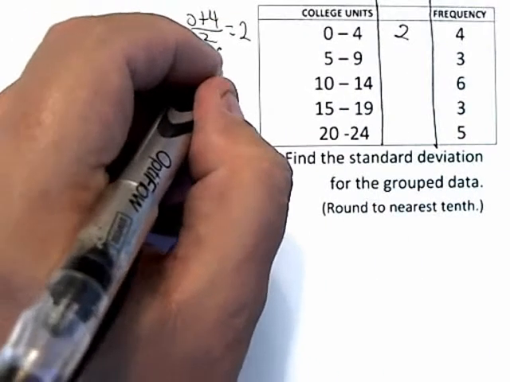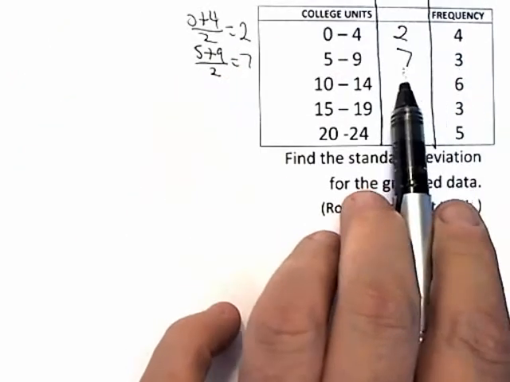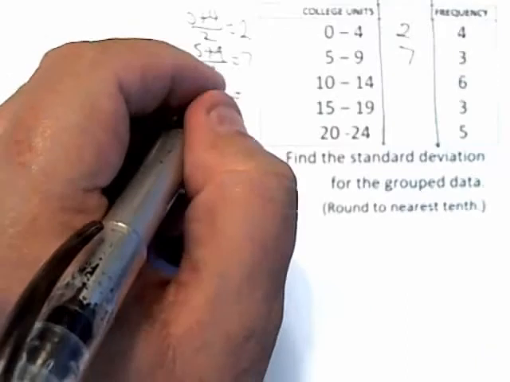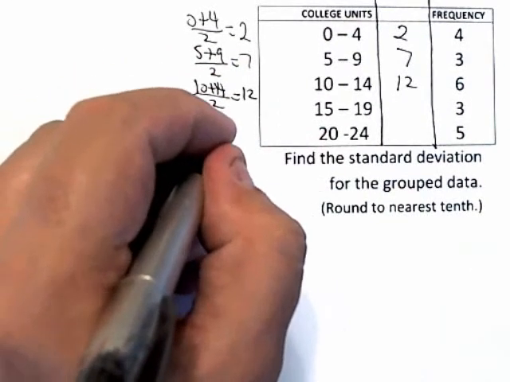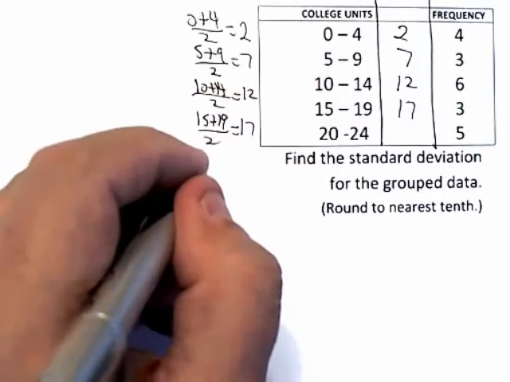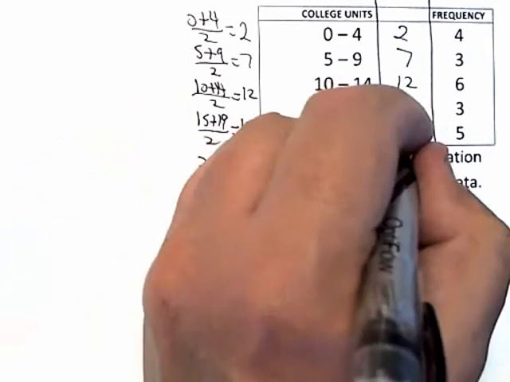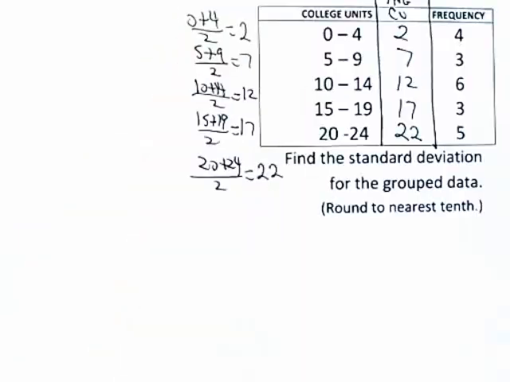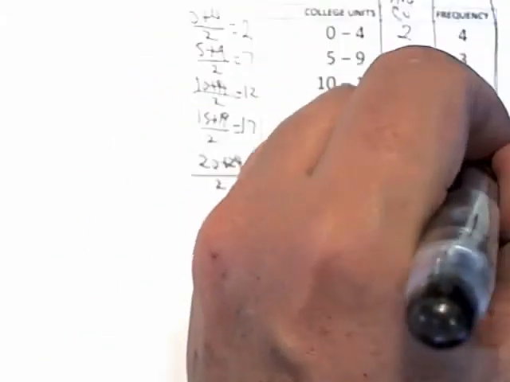And then I average 5 and 9. That's 14 divided by 2, which is 7. So I assume I have 3 7s. Then I do the same thing with 10 and 14. Add up, divide by 2. 24 divided by 2 is 12. 15 plus 19 is 34, divided by 2 is 17. And finally, 20 plus 24 divided by 2 is 44 halves, which is 22. So the averages of the college unit groupings are now used with the frequencies.